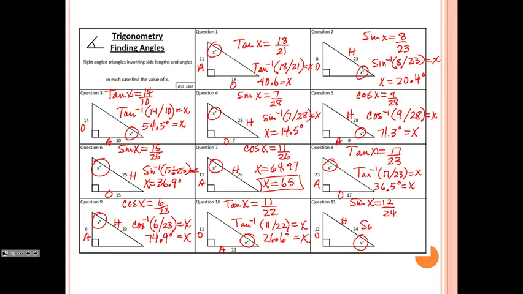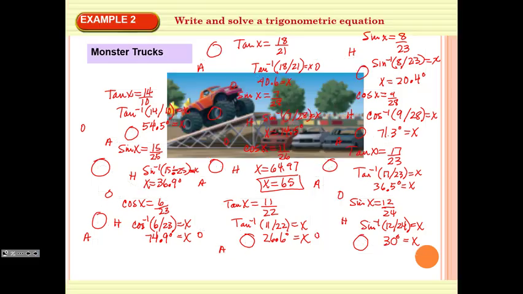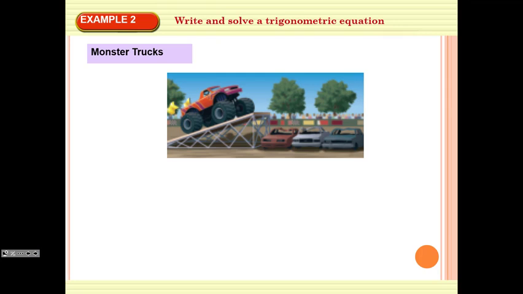So we're going to go sine negative 1 of 12 divided by 24. That's going to give us x. Hit second sine, shift sine, whatever you've got to do. 12 divided by 24, and you should get 30. So that angle is 30 degrees.